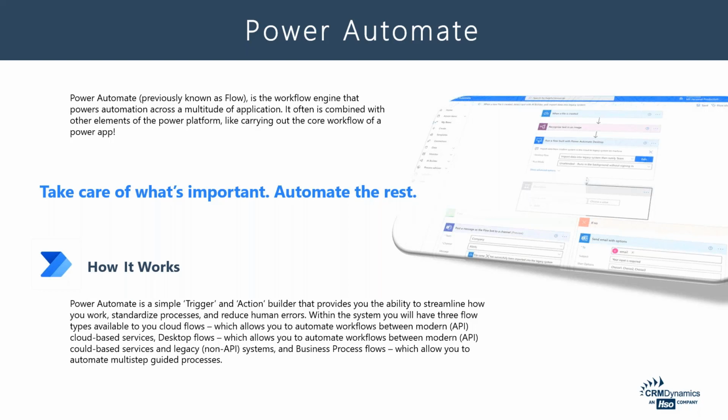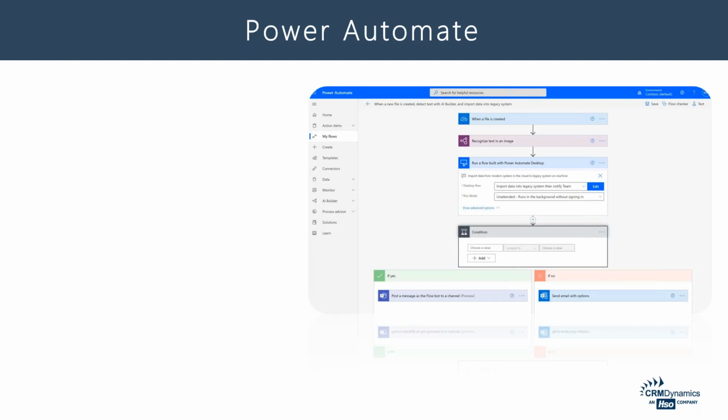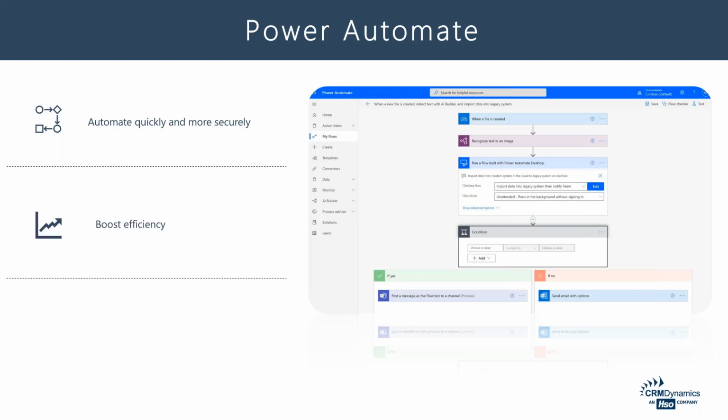With Power Automate, you can streamline how you work, standardize your processes, and reduce human errors. Rest assured knowing that your workflow automations are more secure and compliant across your organization with built-in governance and data loss prevention policies. With Power Automate, you can look forward to empowering your team to build automated processes with flows. You can do this using low-code drag-and-drop tools and be provided with hundreds of pre-built connectors that automate repetitive, mundane tasks, giving your team the time they need to focus on what's important.